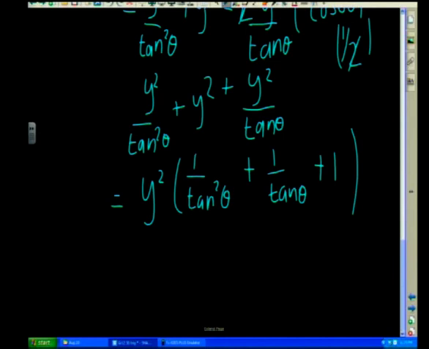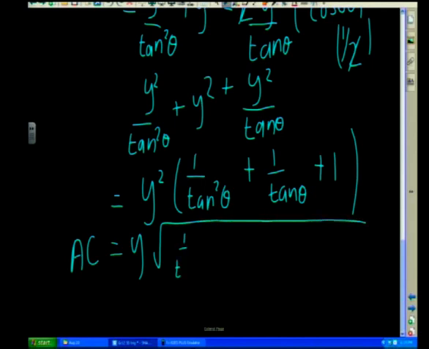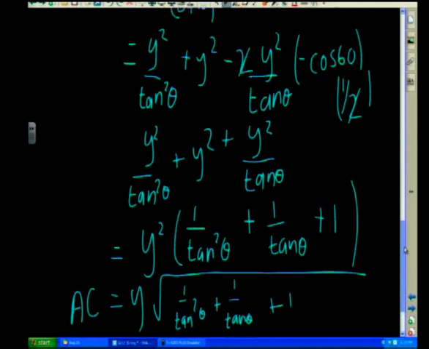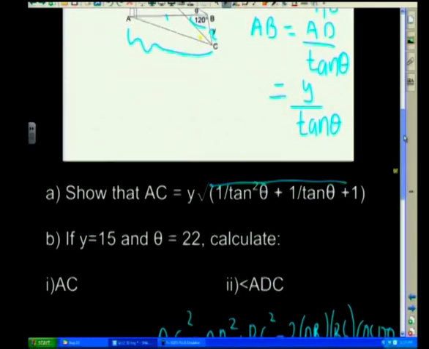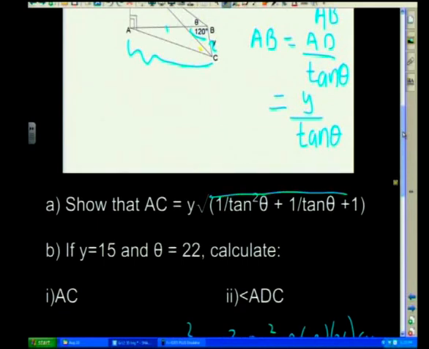All right? We're looking for AC, not AC squared. So if I square root both sides, the square root of y squared is just y. And I'm going to be left with the square root of 1 over tan squared theta plus 1 over tan theta plus 1, which is exactly what they asked us to prove. All right, so we have the length of AC in terms of y and in terms of theta.